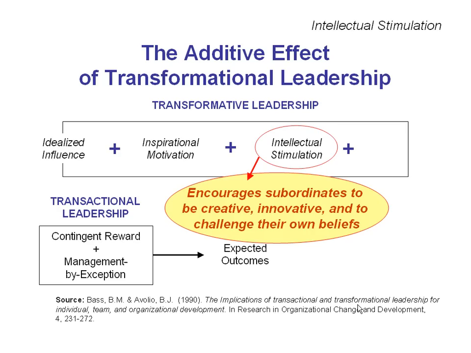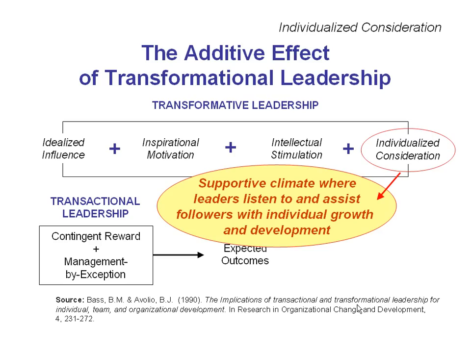Factor 3 is intellectual stimulation, or encouraging subordinates to be creative, innovative, and to challenge their own beliefs. And the final factor, number 4, is individualized consideration, or a supportive climate where leaders listen to and assist followers with individual growth and development.